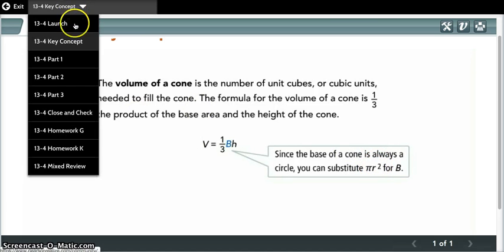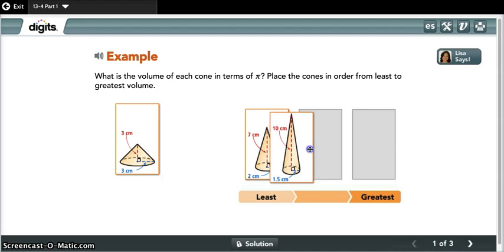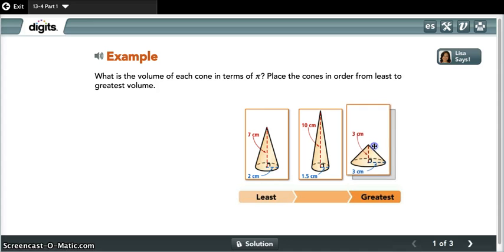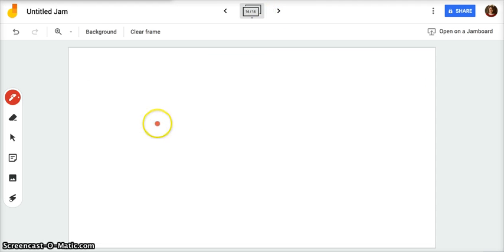Okay, so we're going to jump into part 1 together. And it's asking us to find the volume of each cone, again, just like these cylinders. So I'll take these, put them here.